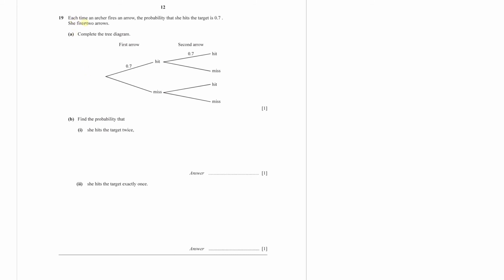Question number 19 is, each time an archer fires an arrow, the probability that she hits the target is 0.7. She fires 2 arrows, complete the tree diagram. So if the probability to hit the target is 0.7, then the probability to miss will be equal to 1 minus 0.7, which is 0.3. So your probability of missing is 0.3 and hit, and then the second arrow is also 0.7 probability it will hit, and then 0.3, and then again here 0.7 and 0.3 for missing.